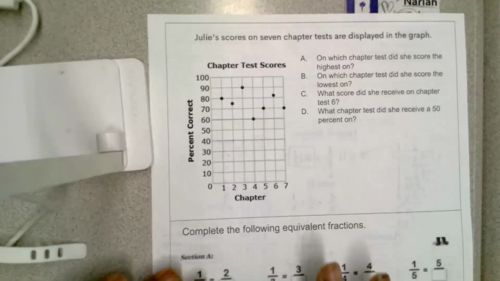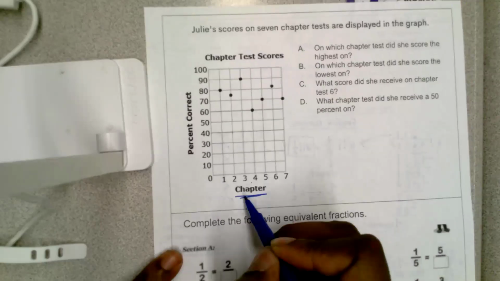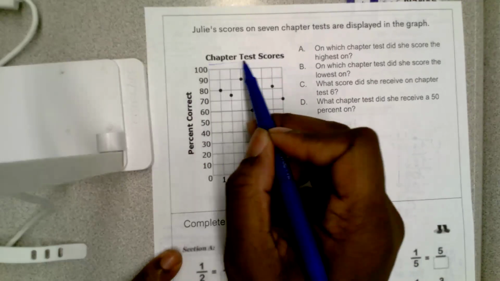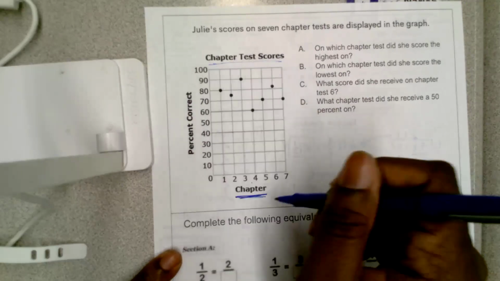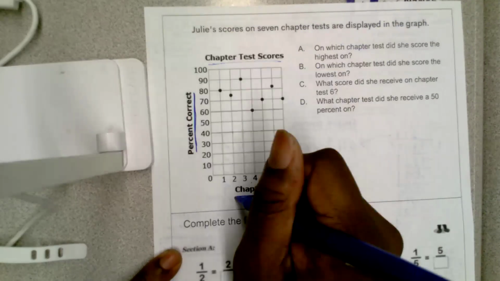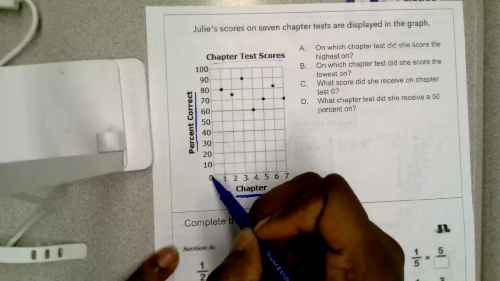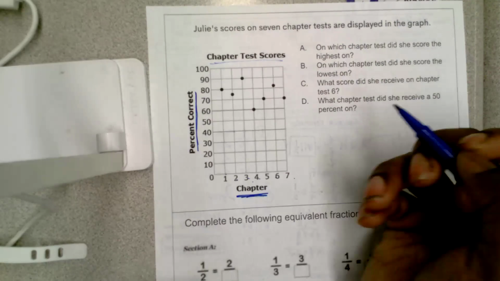All right. So I felt like this was a little challenging as well because it's not asking for the coordinate planes. It's asking you to analyze what's going on in the problem. So on the X value, we have chapters, right? So you want to read what's happening. Chapter test scores. So you know you got to have chapters and you got to have scores. The Y value is the scores. The X values are the chapters. So basically chapter 1, 2, 3, 4, 5, 6, and then scores all the way up to 100. So let's just analyze it.